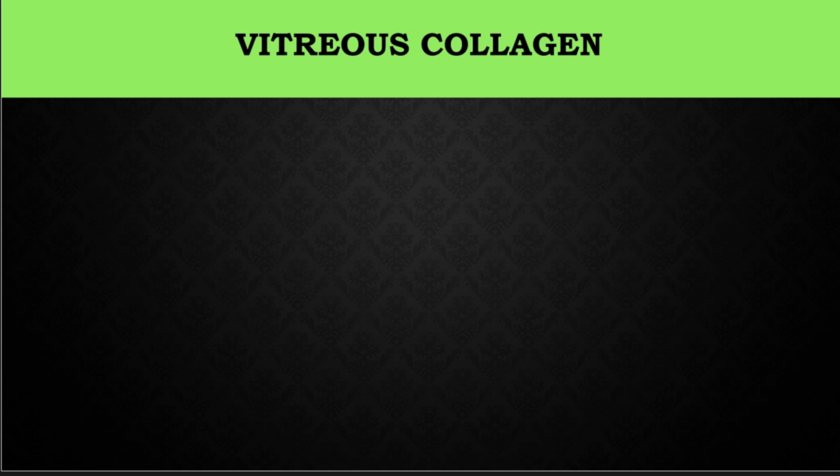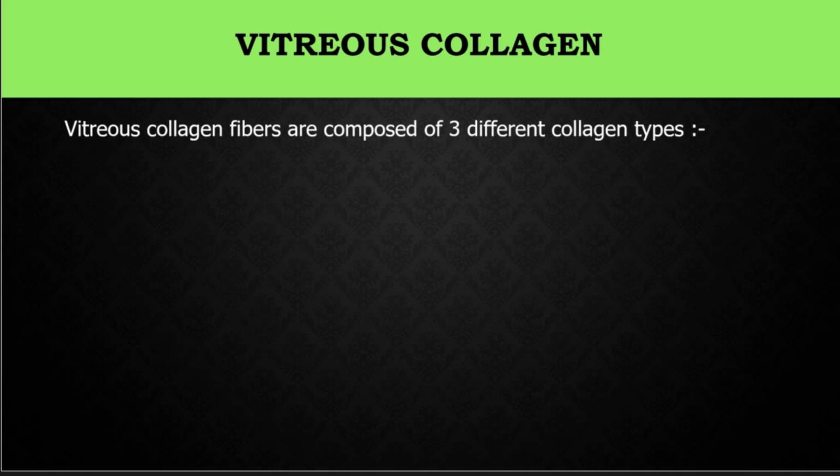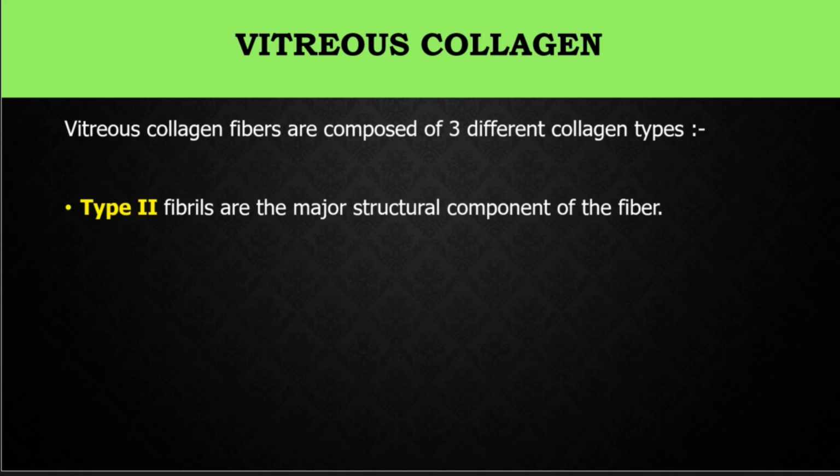Now let us talk about the vitreous collagen. The collagen basically forms the major structure of the vitreous. It gives that structural form to the vitreous gel, and in the vitreous humor we have 3 different types of collagens. We have type 2 collagen fibrils, which are the major structural component of the fiber.